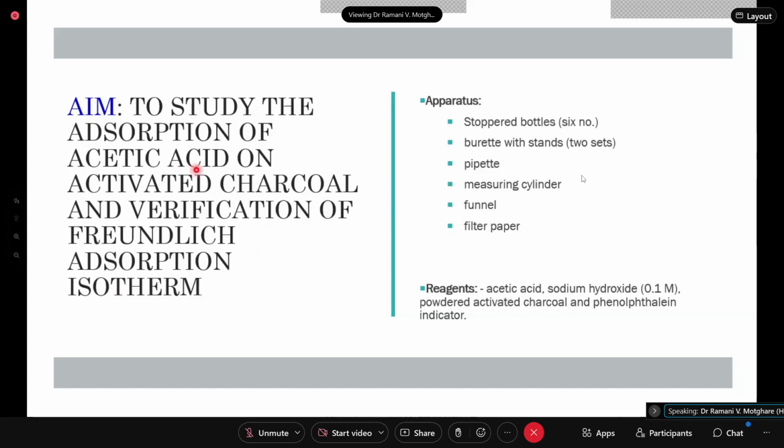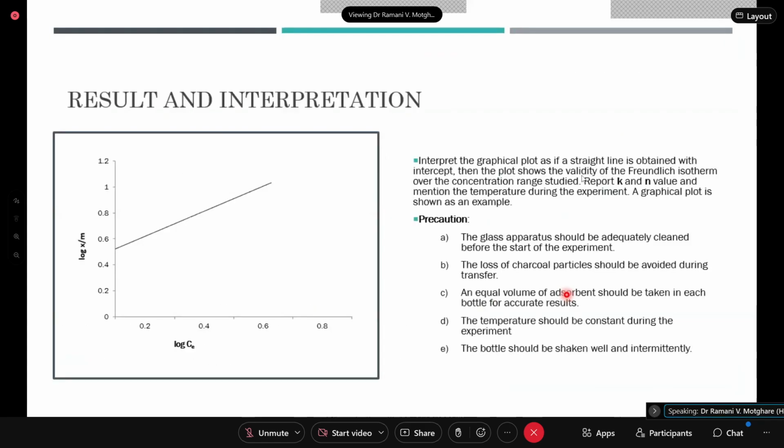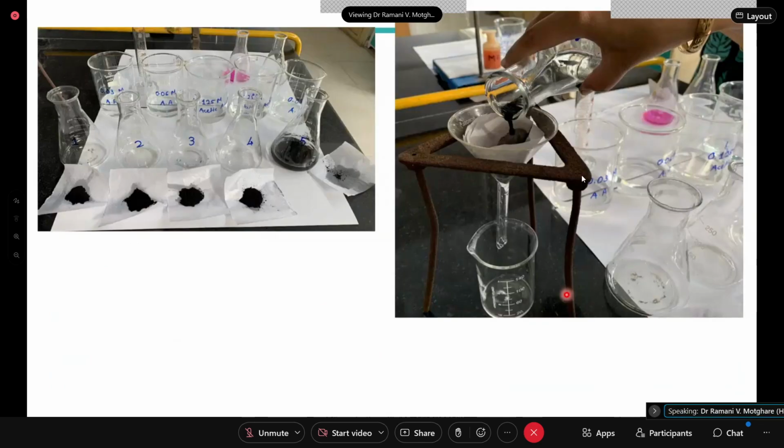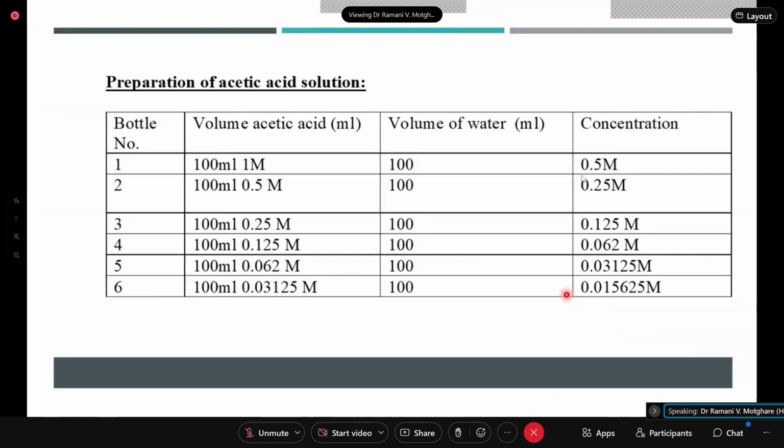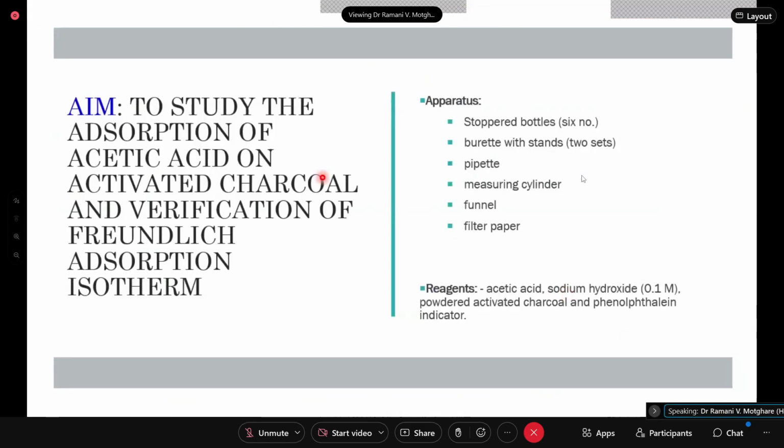For this experiment, you would require a stoppered bottle, 6 numbers, burette with stands, 2 sets, pipette, measuring cylinder, funnel, filter paper. The reagents required are acetic acid, sodium hydroxide. I'll check whether the photographs are here, yeah, the images are here. That is better. So acetic acid, sodium hydroxide, powdered activated charcoal.